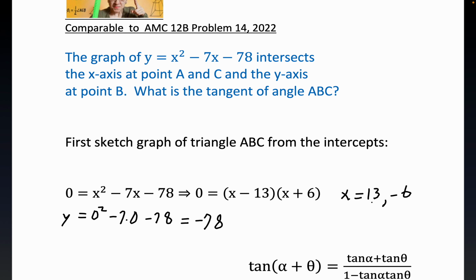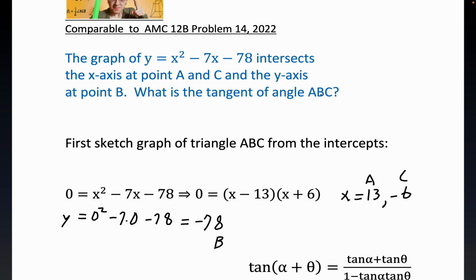Okay, so these are the vertices of our triangle. We could call these A and C if you wanted to, and we could call this one B, right? And we're supposed to find the measure of the angle where B is in the middle of the angle, okay?